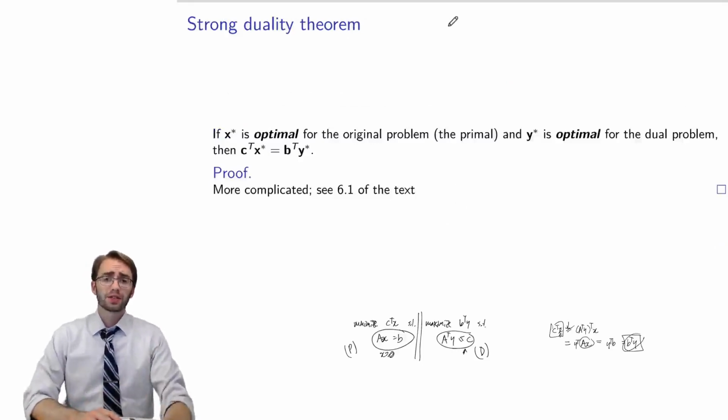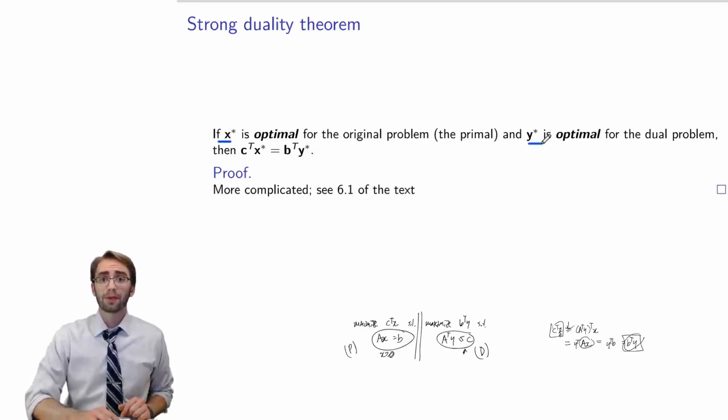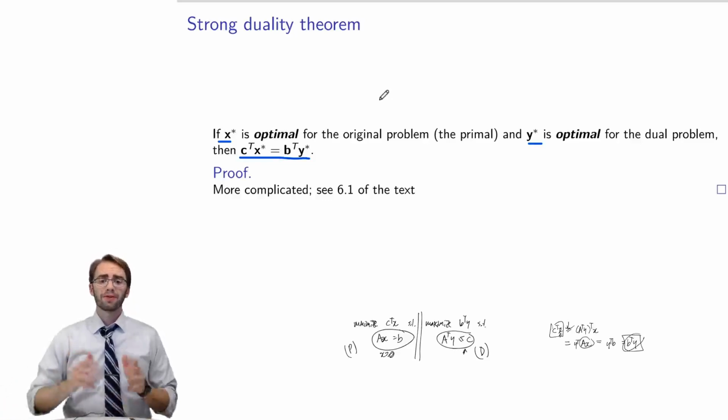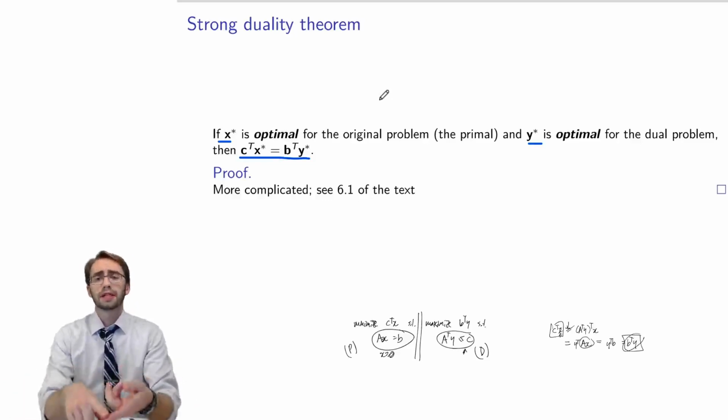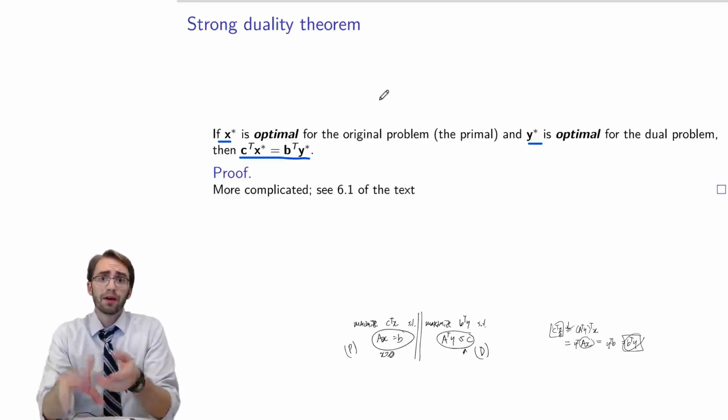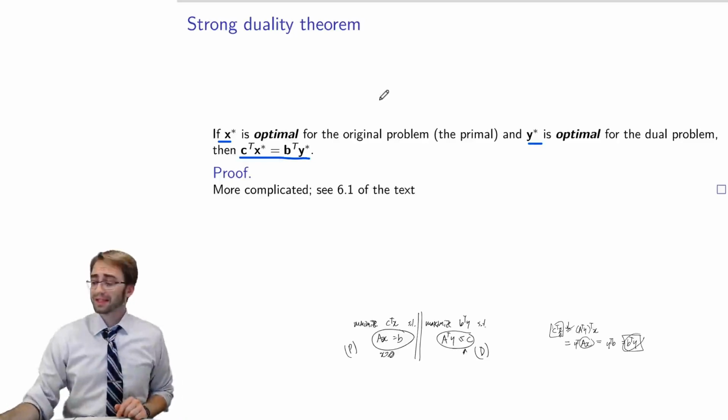In fact, there's a stronger statement as well, the strong duality theorem, that says if you have an optimal solution x star for the primal problem and an optimal solution y star for the dual problem, then those objective values are equal at optimality. Then C transpose x star is equal to B transpose y star. We might visit the proof of this later. You can do it either using simplex tableaus or what's called Fourier-Motzkin elimination. We might touch on that, but we won't do that right this second.